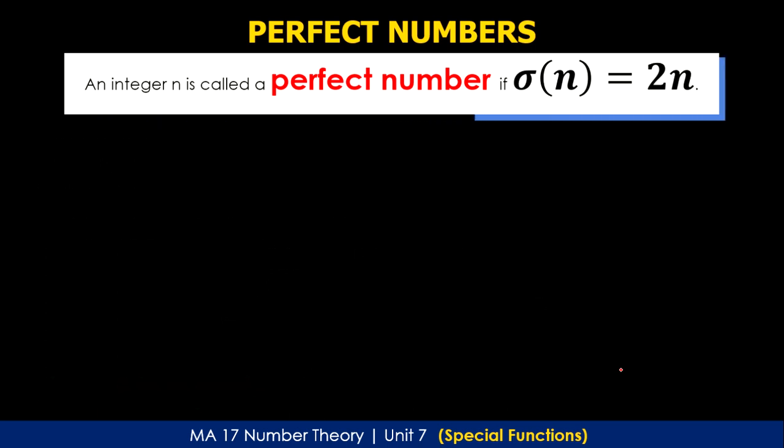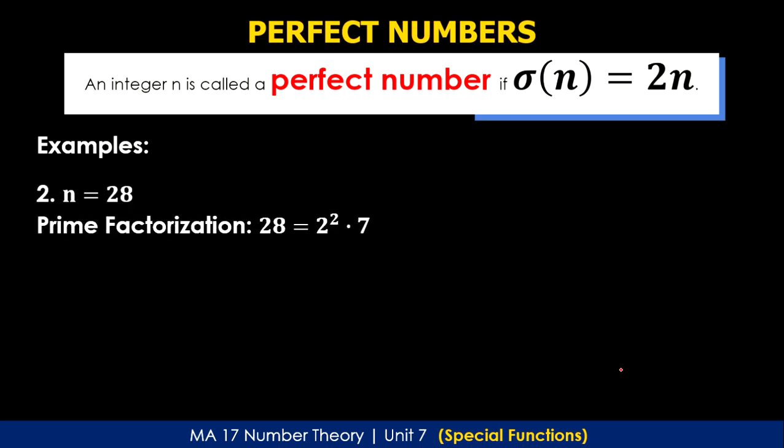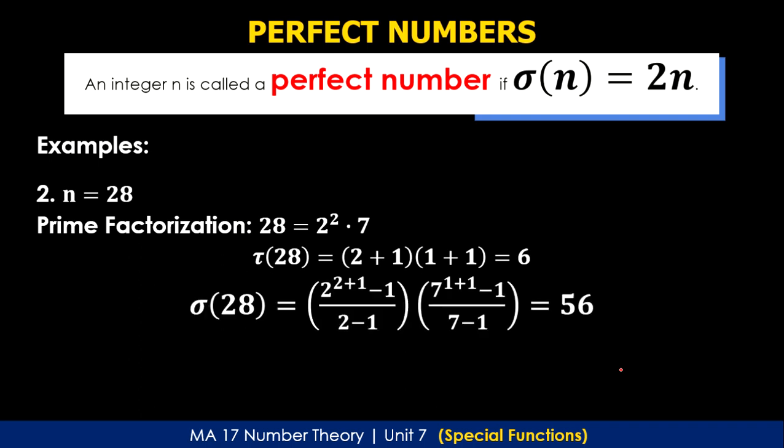Another example. Let's say we have 28. Again we have the prime factorization, which is 2 raised to 2 times 7. And then the tau of 28 is 6, so there are 6 positive divisors. Again, let's solve for the sigma, or the sum of those positive divisors, and apply the prime factorization and its formula.